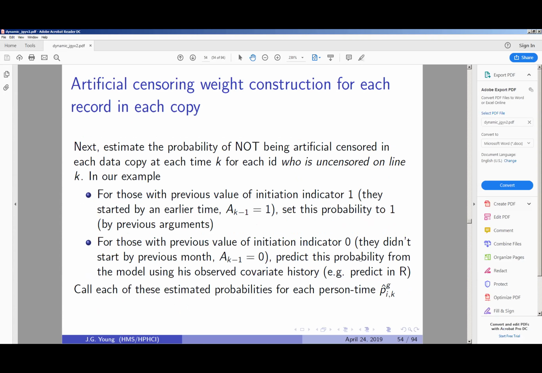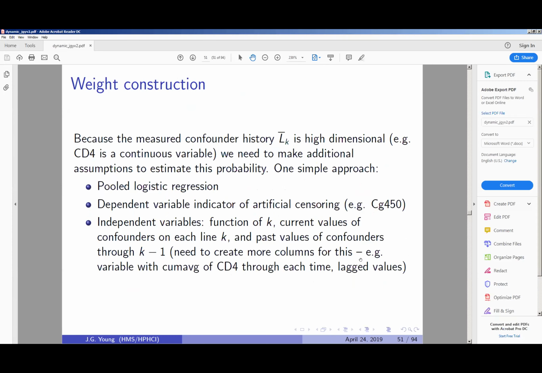Okay. So next, we're going to use the model or whatever algorithm we use to estimate the probability of being uncensored given this high dimensional path, to get an estimate of the probability of not being artificially censored in each data copy at each time K for each ID for individuals who are uncensored on line K. Because again, for individuals who are censored, their weight is going to be 0. So now you're going to use this information only to give a non-zero weight to individuals who have lines that don't have censoring.